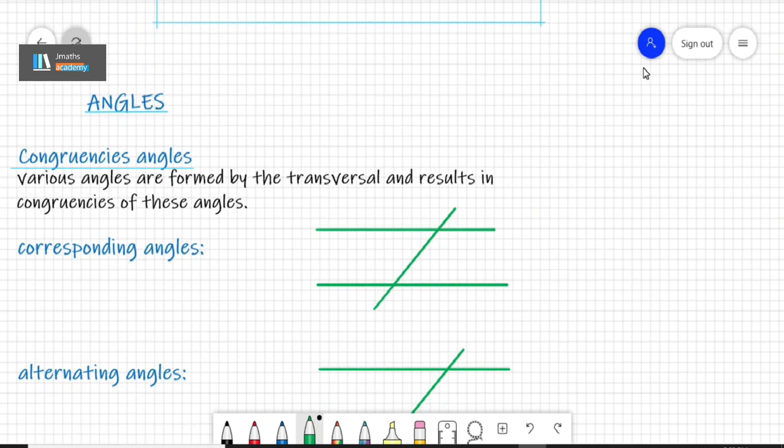So still on angles, we talk about congruences of angles. Various angles are formed by the transversal, and this results in congruences of angles. Congruences also mean harmonization, agreement of these angles. The congruences or harmonizations mostly occur between the angles made by the first line A and the second line B. So we continue. The first congruency we'll be talking about are the corresponding angles.